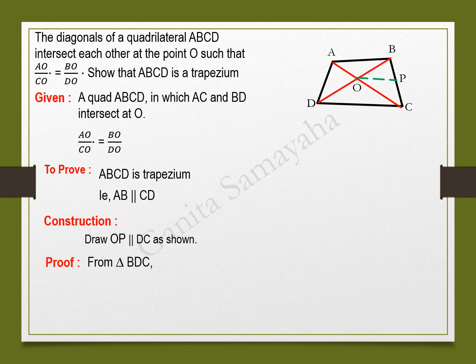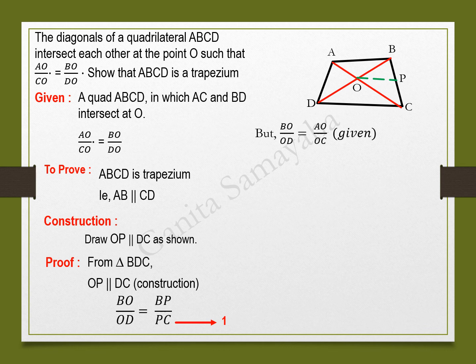From triangle BDC, we have BO by OD equal to BP by PC. OP is parallel to DC, so we have BO by OD equal to BP by PC. Is it clear, children? Let us call this statement 1. But we have that BO by OD equal to AO by OC. It's already given to us. And we have established that BO by OD equal to BP by PC. So what does this indicate? This indicates that BP by PC is equal to AO by OC. The left hand sides are equal, so the right hand side must be equal. BP by PC is equal to AO by OC.